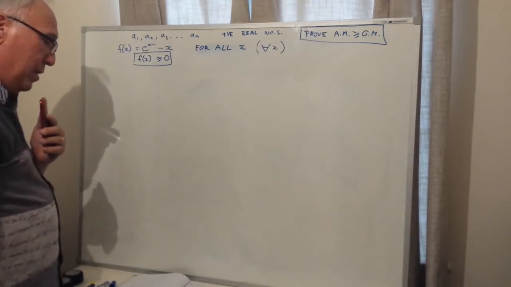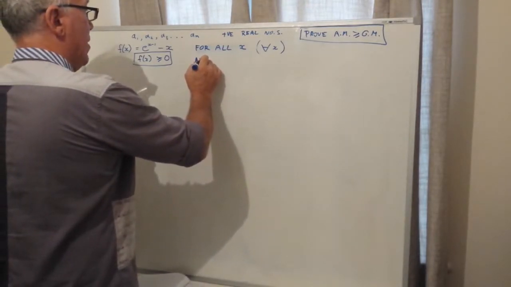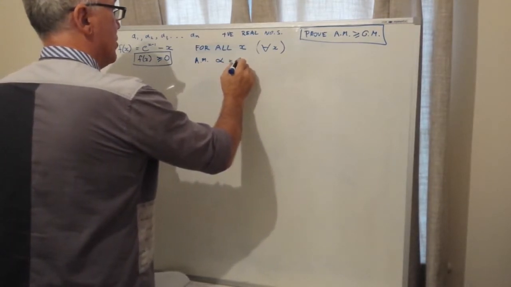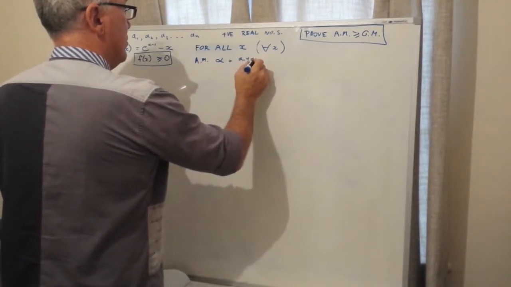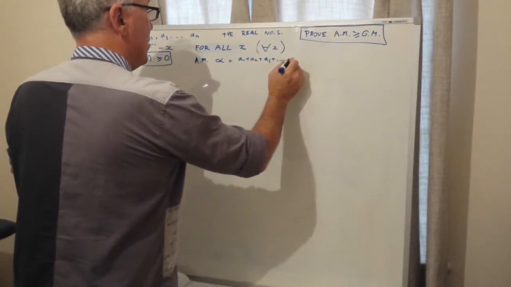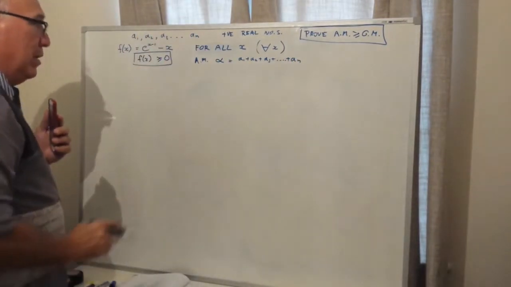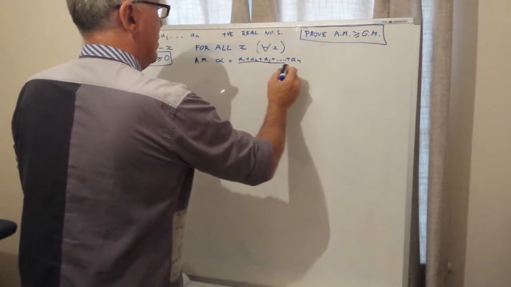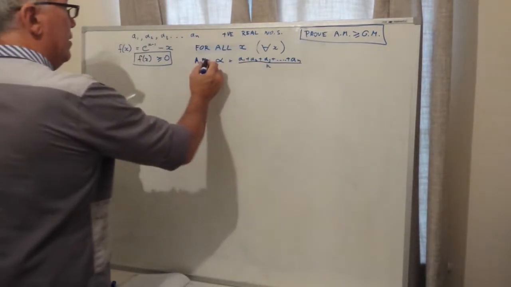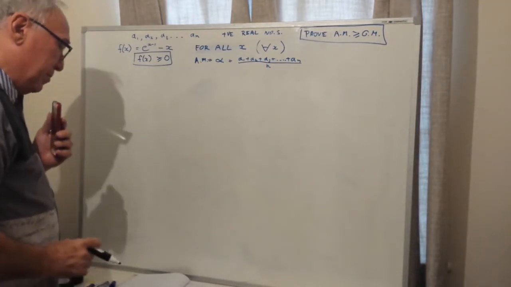Okay. Now we all know that the arithmetic mean, and we'll call it alpha, is equal to the sum of A1 plus A2 plus A3 all the way to AN, which are these terms that we have up the top here, divided by the number of terms n. So we know that. That's the definition of the arithmetic mean.